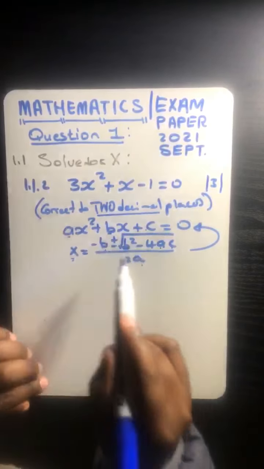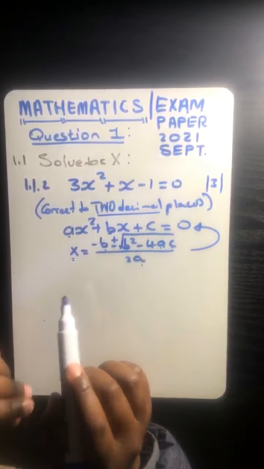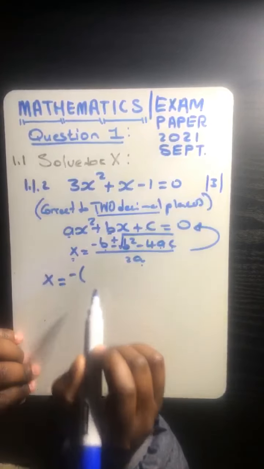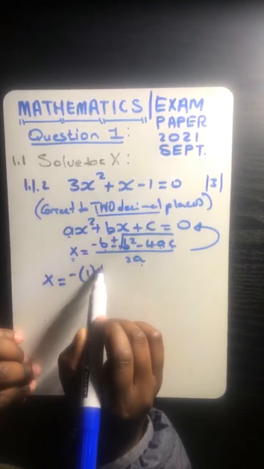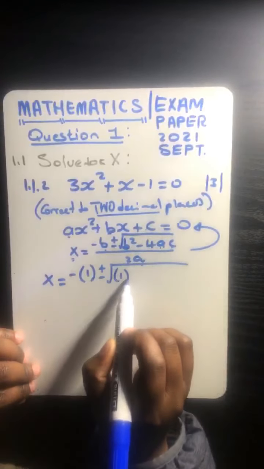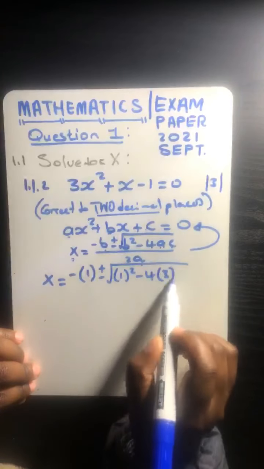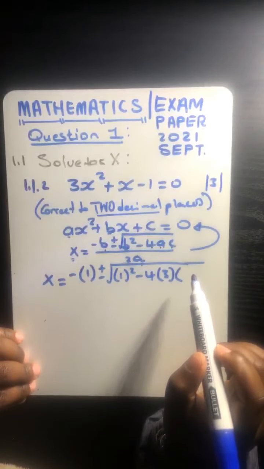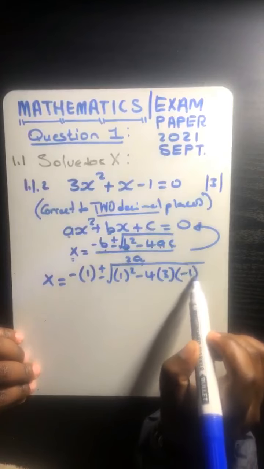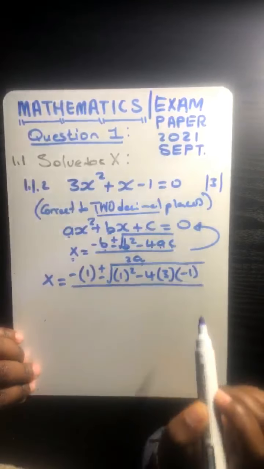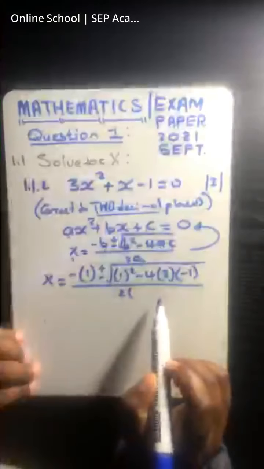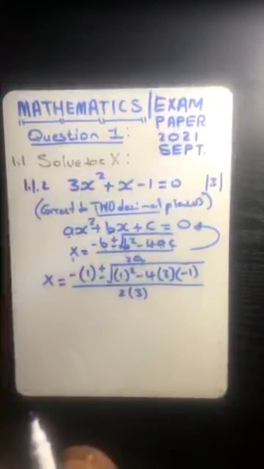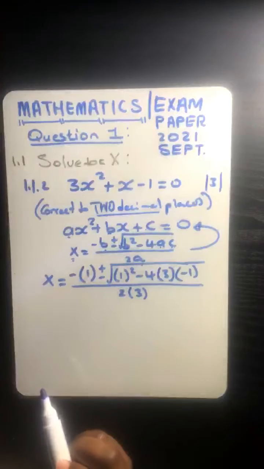Okay, so now let's use this formula to answer the question. So let's see, we have our x being equals to negative into, what is our b? You can see it is positive 1, plus or minus square root of positive 1 squared minus 4, what is our a? It is 3, into, what is our c? Our c is negative. Very, very important that you substitute it as a negative in your brackets. Therefore, all over 2a. What is our a? It is 3.